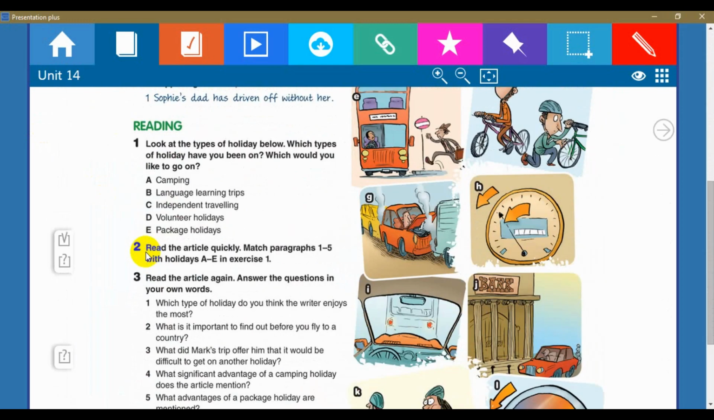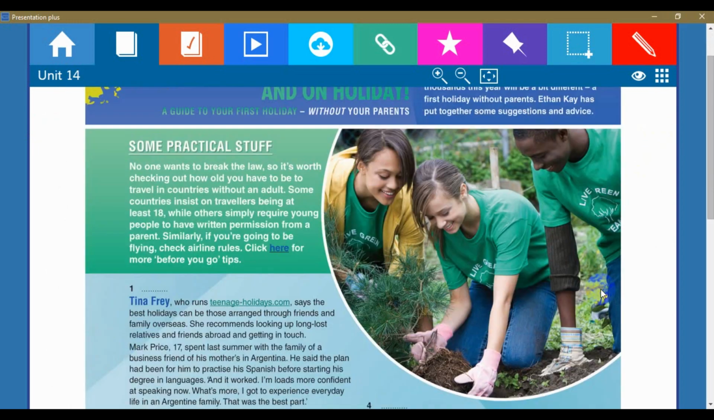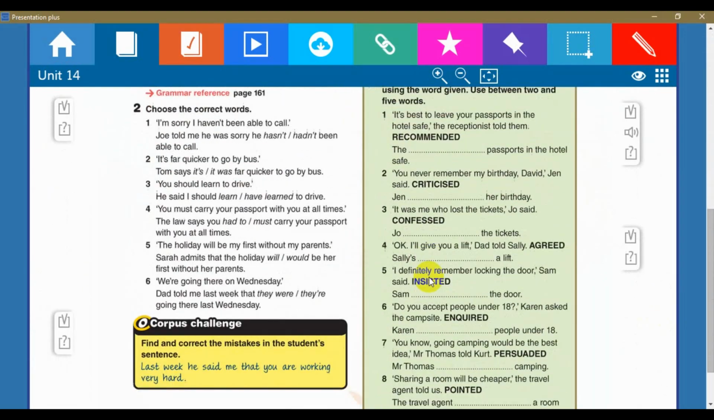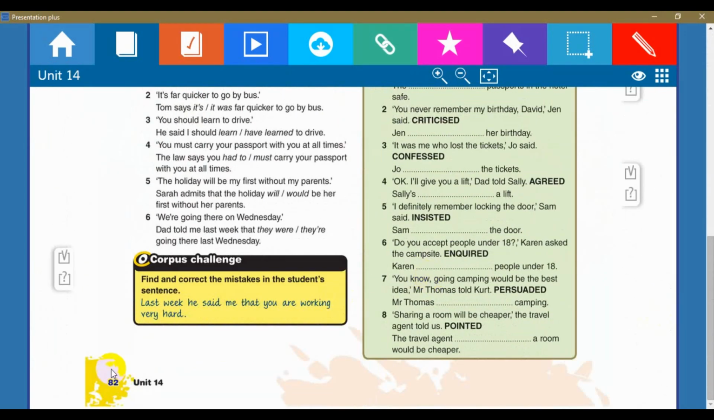Remember that you need to answer these questions, because at the end of this video I am going to give you the instructions about what activities you need to hand in on Edmodo. So let's continue with the explanation of the activities. Let's go to page 83. This is page 83. Excuse me, page 82. This is page 82.